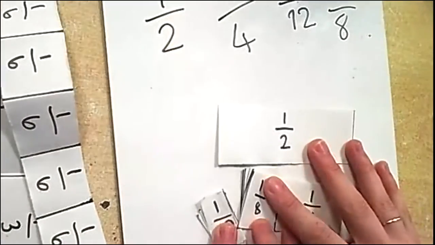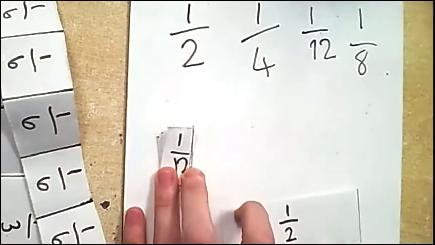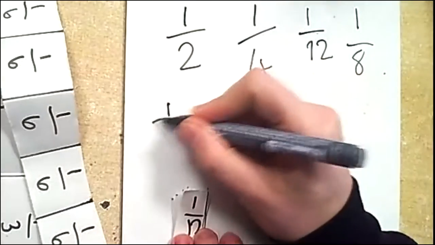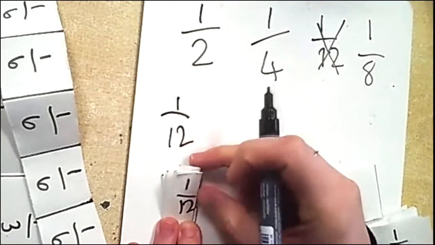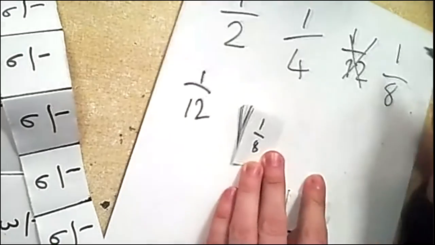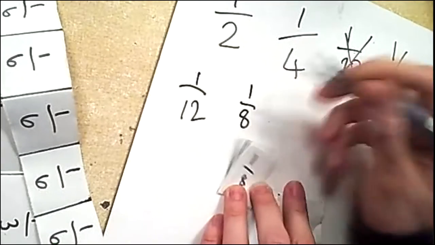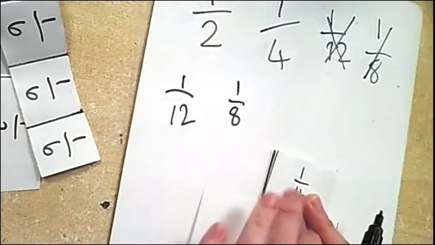Well, it's really easy to see here that my 12th is the smallest fraction. So I'm going to do 1/12 is the smallest because I can see that it is the smallest amount of my whole. 1/12 is the smallest. Then which is next? Have a look. 1/8, correct. 1/8. And then 1/4, good.